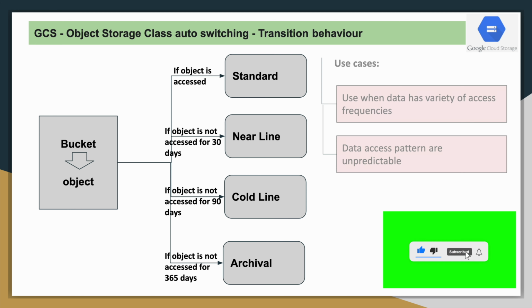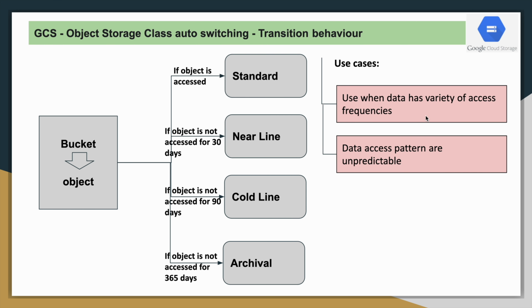Okay, so coming to the use case, I've already discussed. When the data access has a variety of access frequency, like once in 30 days, or once in 90 days, or once in a year, and also you don't know the access pattern at all, it's completely unpredictable. In these use cases, it's always recommended to go for this Autoclass feature. Okay, so I hope you are clear.